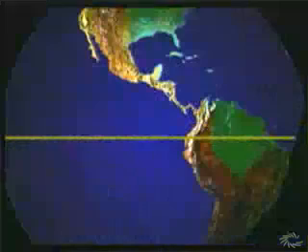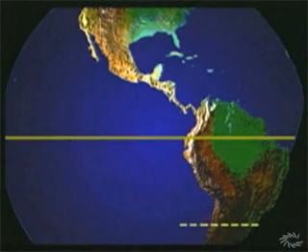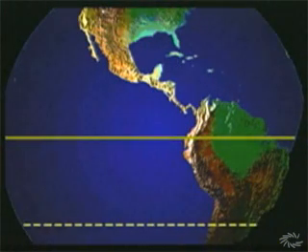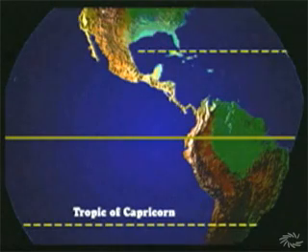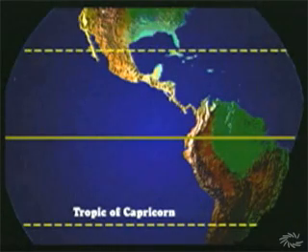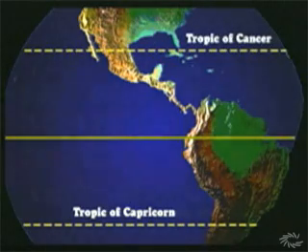By the way, 23½ degrees southern latitude is called the Tropic of Capricorn, and its corresponding latitude in the northern hemisphere is known as the Tropic of Cancer.